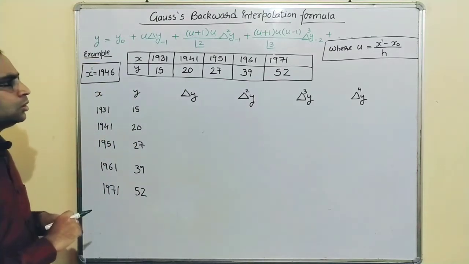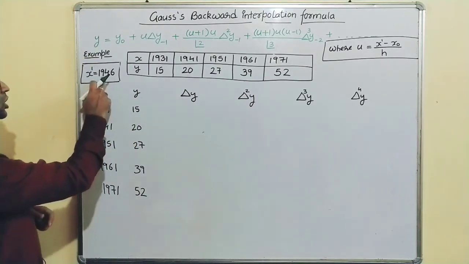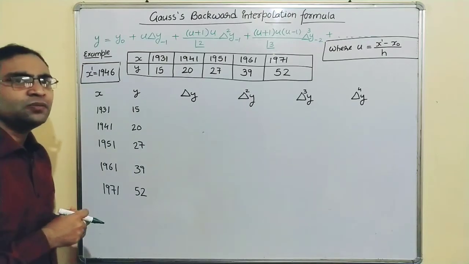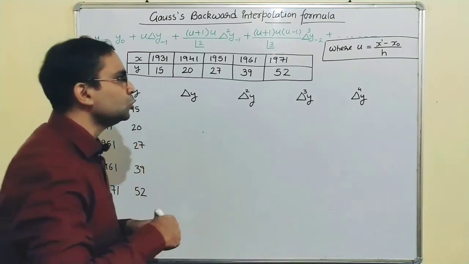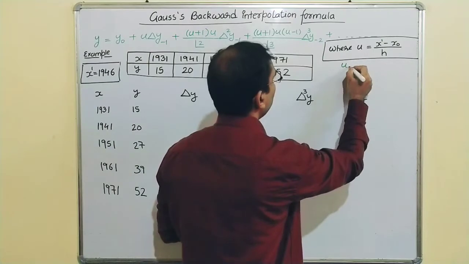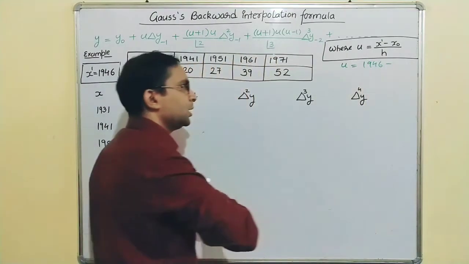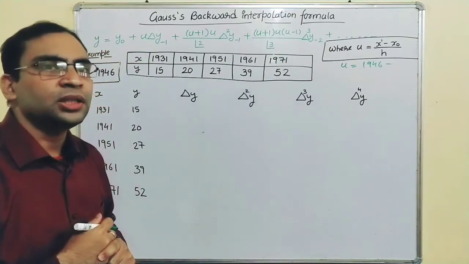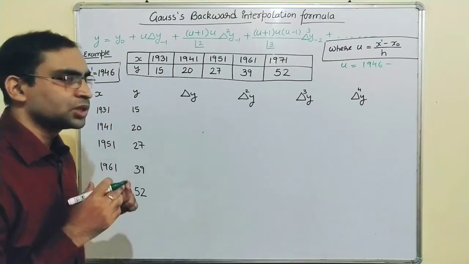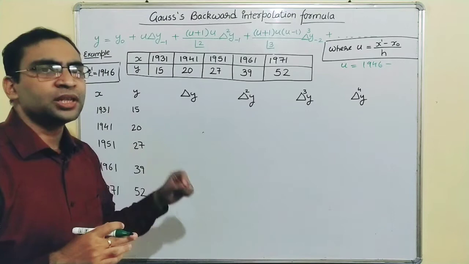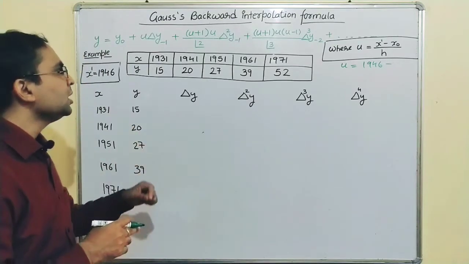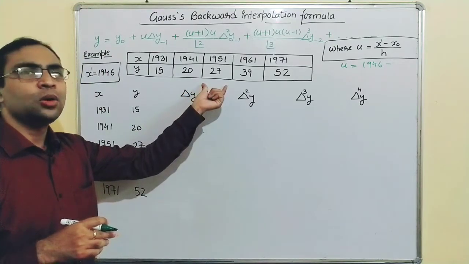Now let's notice what is the quotient value. The quotient value is x dash, that is 1946. So let's calculate u first for our question. So u will be equal to the quotient value 1946 minus the x0, that is the origin value. As we have seen, with the central difference we always take the center value as our origin value.